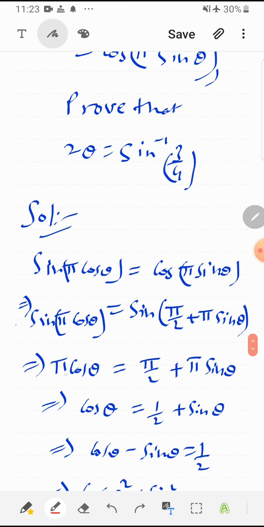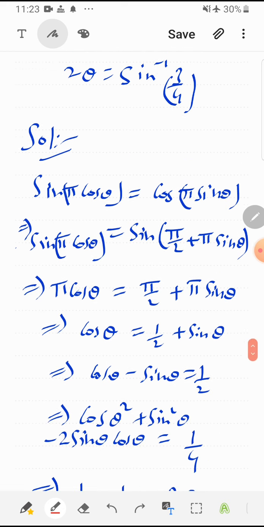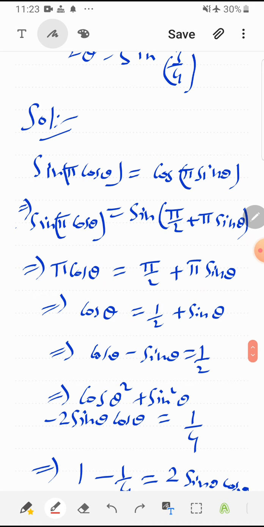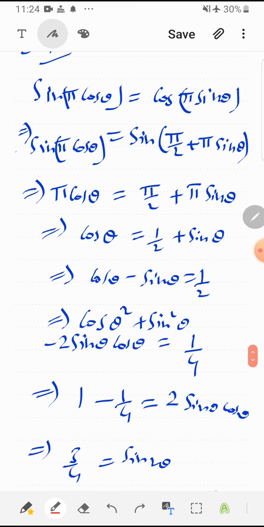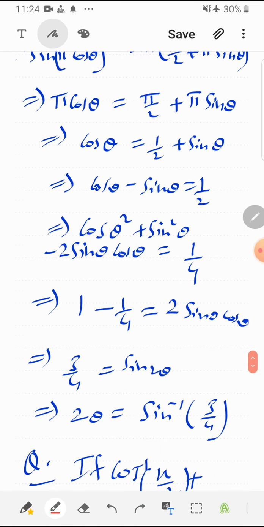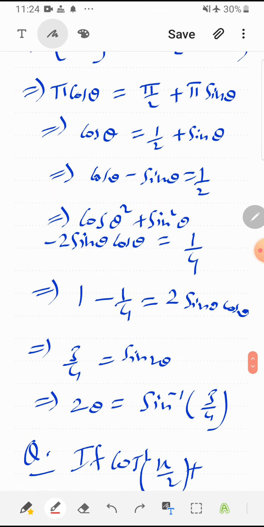Now from here we can equate these two values. Pi cos theta is equal to pi by 2 plus pi sine theta. So pi can be cancelled. After that cos theta is equal to half plus sine theta, or cos theta minus sine theta is equal to half. So from here I am squaring both sides. So it is a square plus b square minus 2ab is equal to 1 by 4. Cos square plus sine square is 1. So putting the value and shifting the terms, I am left with 3 by 4 is equal to sine 2 theta, or 2 theta is equal to sine inverse 3 by 4.